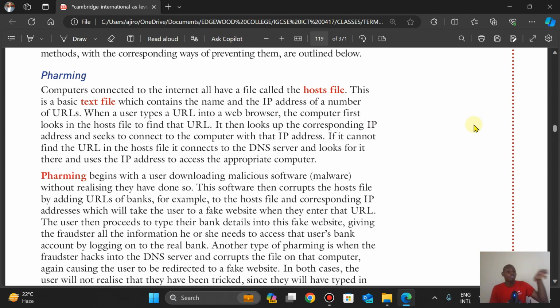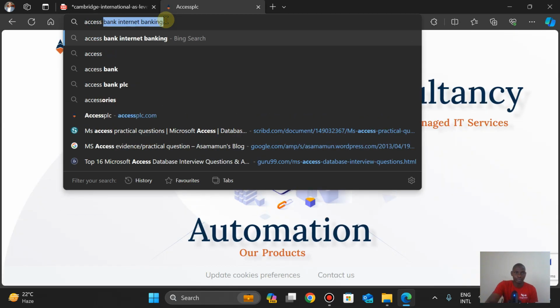The software can then corrupt the host file by adding URLs of banks, for example, with corresponding IP addresses which will take the user to fake websites when they enter the URL. The user can then proceed to type in their bank details into the fake website, giving the fraudsters all the information they need to access the original site. Now you see how funny that is. It's true. For example, I make use of Access Bank, so I'm just going to type Access Bank PLC. So let's do Access Bank.